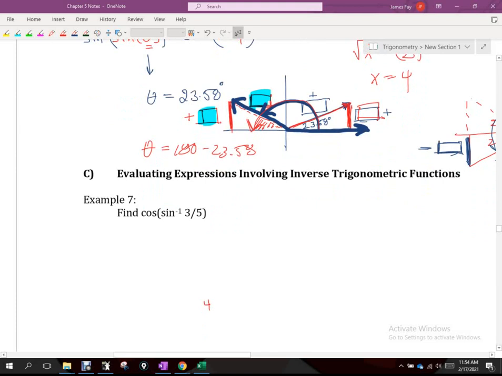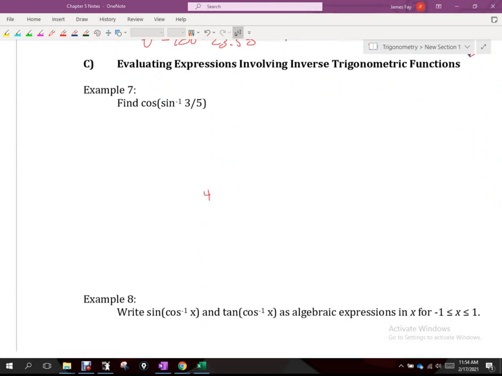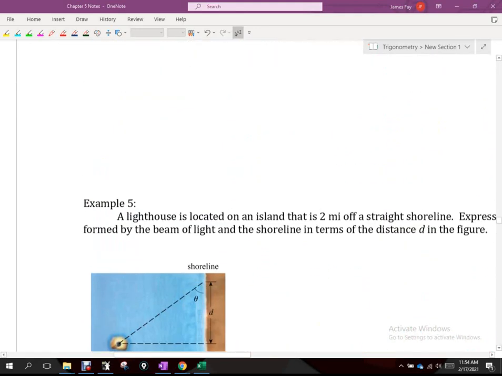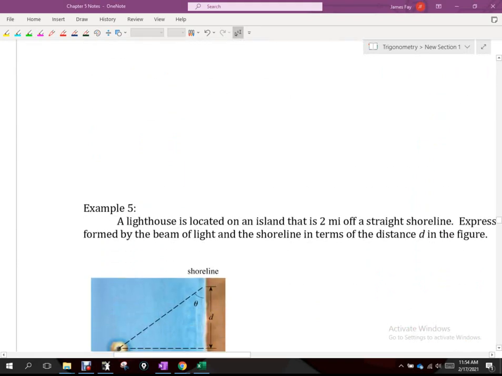Time we get out of here? 55, 1 minute. All right. We'll start with example 7. Last class got through example 7. We'll do example 7 and example 8 tomorrow. And if need be, we'll come back up here and do these examples as well.